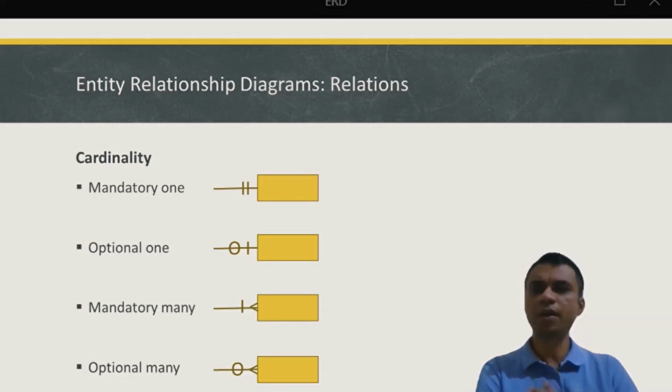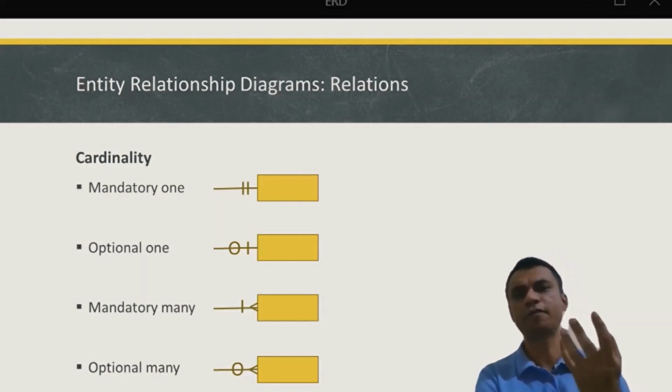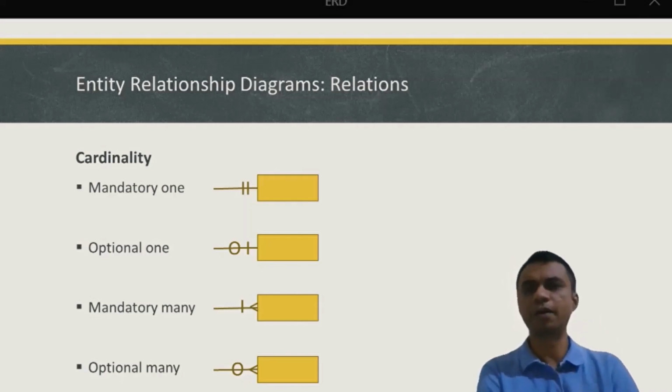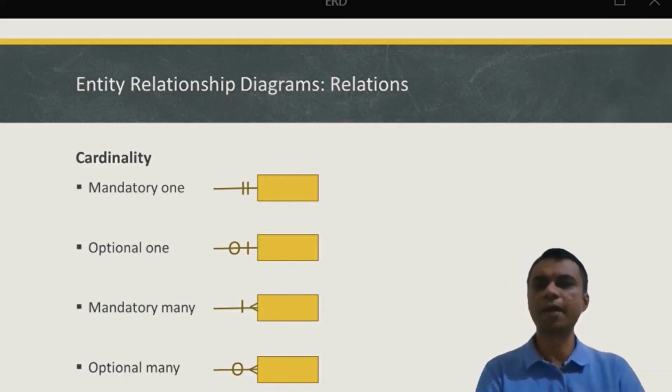An optional one would be where you could have the relationship or you may not have the relationship also. But whenever the relationship is there, it is a 1:1 relationship. So an example I can think of is maybe when you apply for and get a PAN card, the income tax department has a permanent account number.